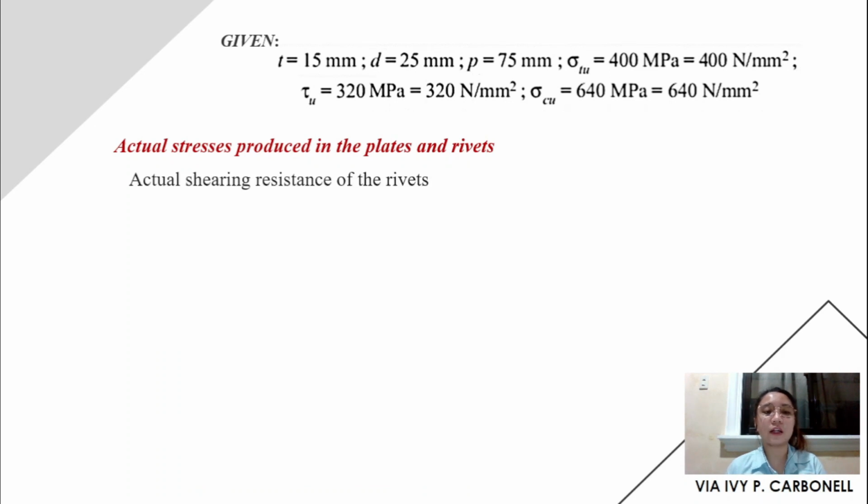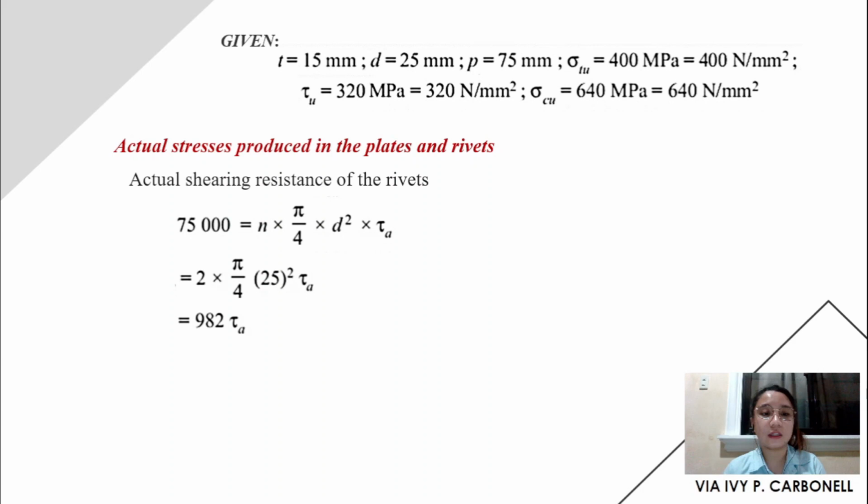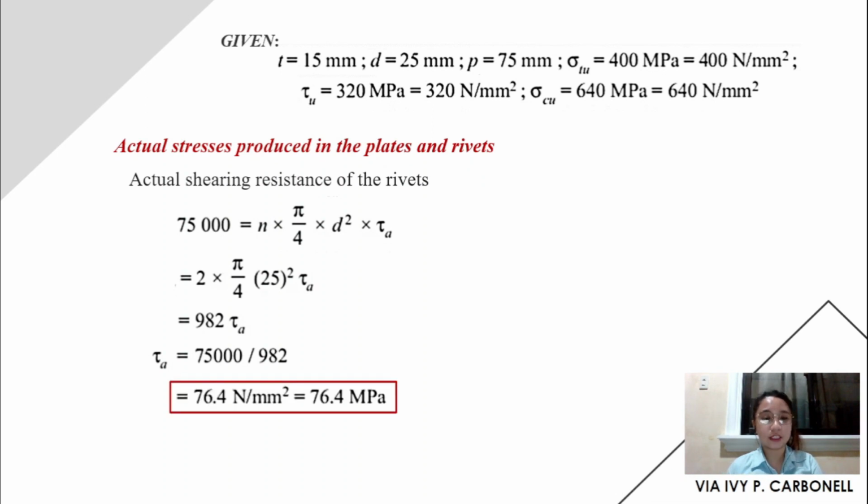The second one is for the actual shearing stress of the rivets. So using the same formula again, let's substitute what are the givens. So 2 multiplied by pi over 4, 25 squared, actual shearing stress, equals 982 times the actual shearing stress, and the safe load divided by 982, and we come up with this 76.4 megapascal or 76.4 Newton per millimeter square.